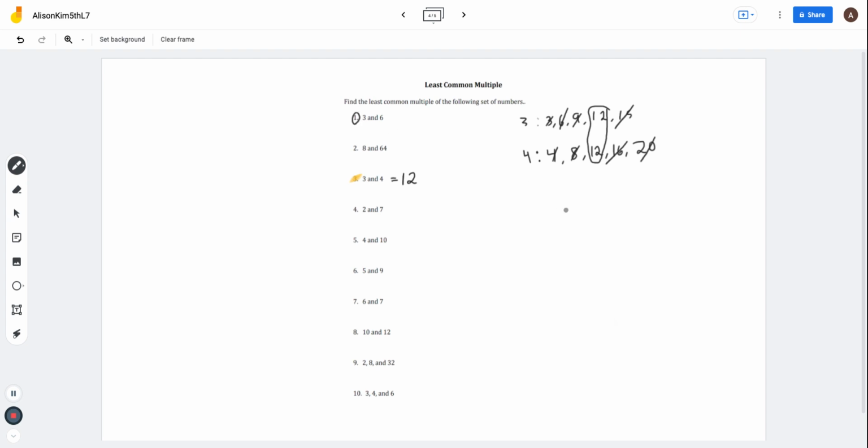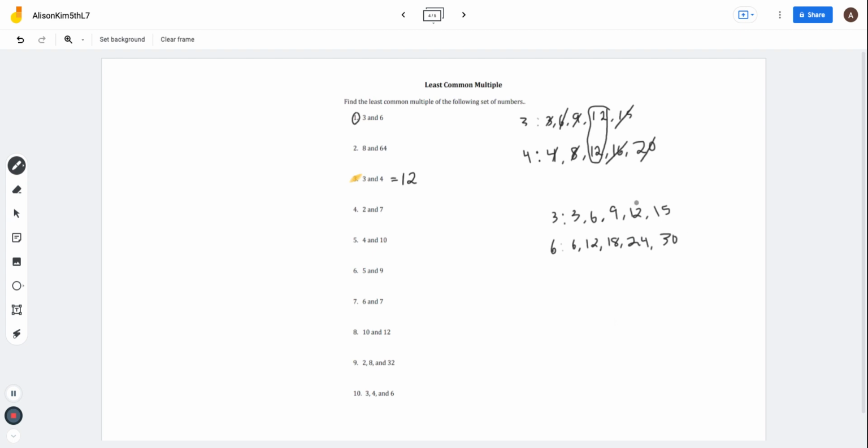So when we do 3 and 6, the multiples of 3, let's do up to 5 again. So it's going to be 3 times 1, which is 3, 3 times 2, which is 6, 3 times 3, which is 9, 3 times 4, which is 12, and 3 times 5, which is 15. Now we're going to do the multiples of 6. So once again, 1 through 5. So 6 times 1 is 6, 6 times 2 is 12, 6 times 3 is 18, 6 times 4 is 24, and 6 times 5 is 30.